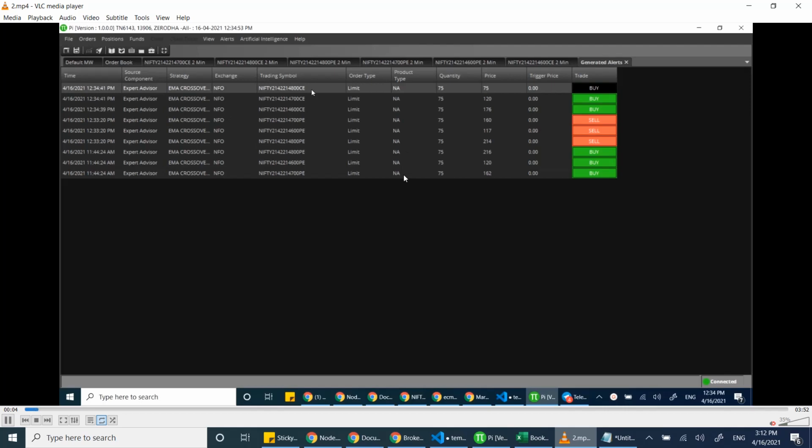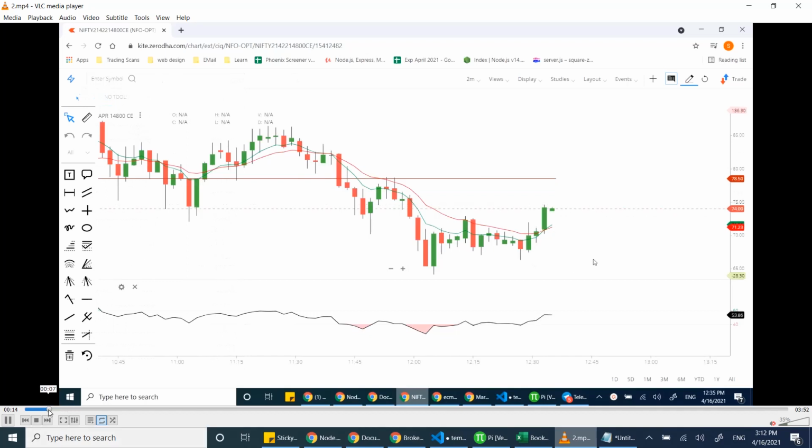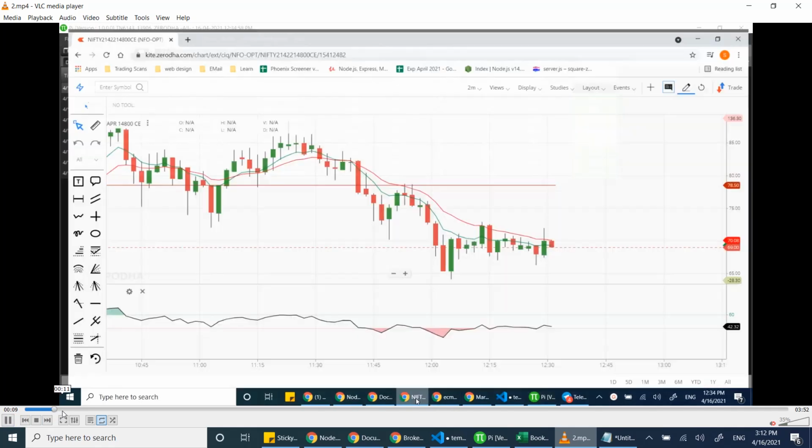So this is Zerodha Pi, where I have written some scripts to get the alerts. I will be getting buy and sell alerts from Zerodha Pi. I do only option buying and not option selling because selling requires huge capital. Now this is one of the alerts I got. If you have seen here, I got a buy alert for 14,800 CE at 12:34. So I came to the chart.